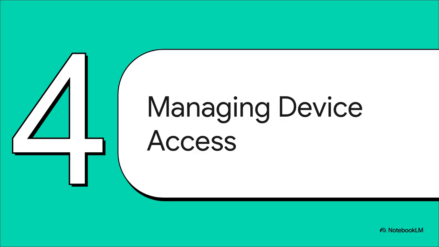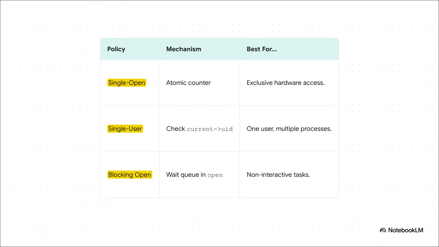All right, we've got control with I/O control, and we can manage waiting and I/O flow gracefully with wait queues and poll. The last big piece of the puzzle is who gets to use the device and when. This is all about enforcing access control policies. And you can implement different strategies right inside your driver's open method. For instance, you can enforce a really strict single open policy using an atomic counter. This is perfect for a piece of hardware that can physically only be used by one process at a time.